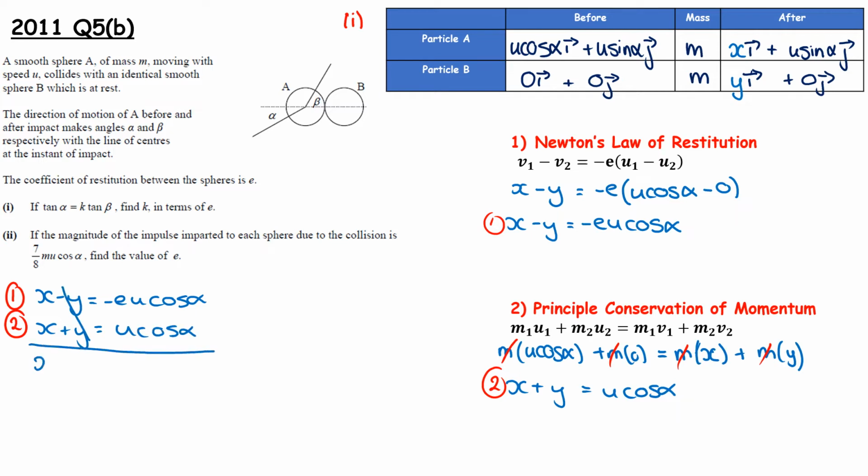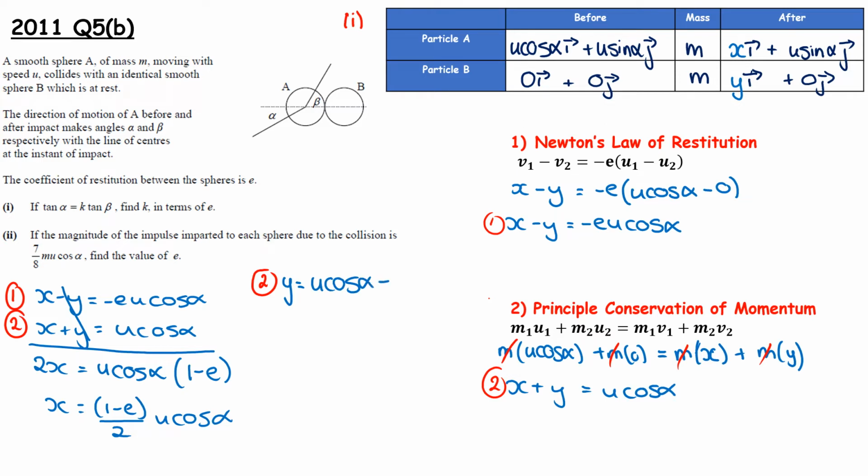The y's eliminate and we get 2x is equal to u cos alpha, which is common, so you can pull that out in front and you're left with 1 minus e. So x is equal to 1 minus e over 2 u cos alpha. Let's take equation 2 because it doesn't have an e, and sub in for x. So if I want to find y, y is equal to u cos alpha minus (1 minus e) u cos alpha over 2.